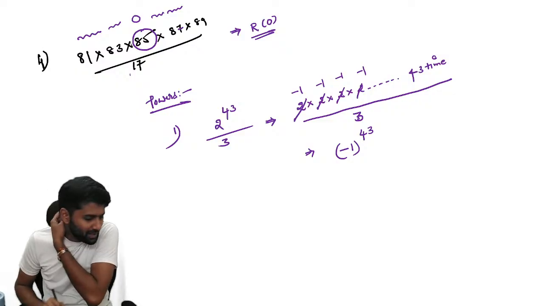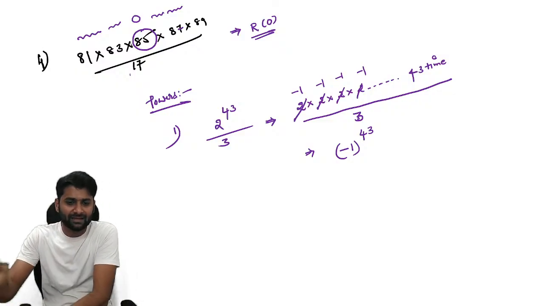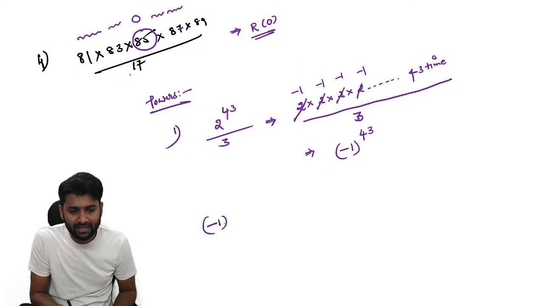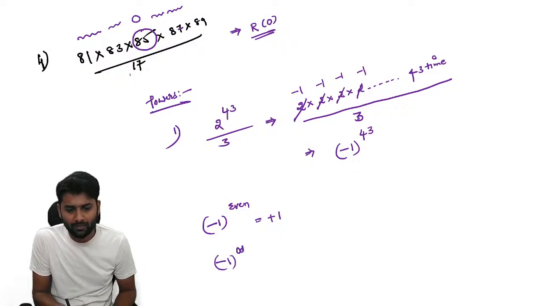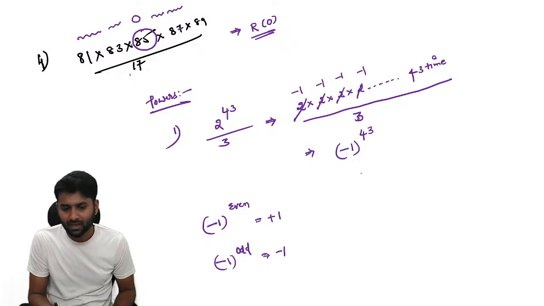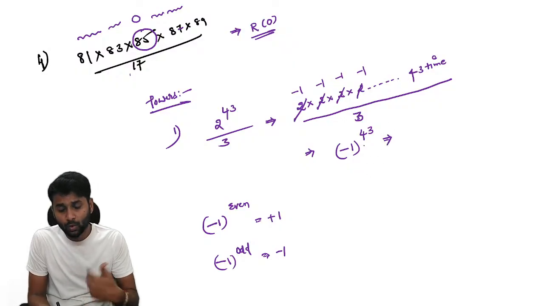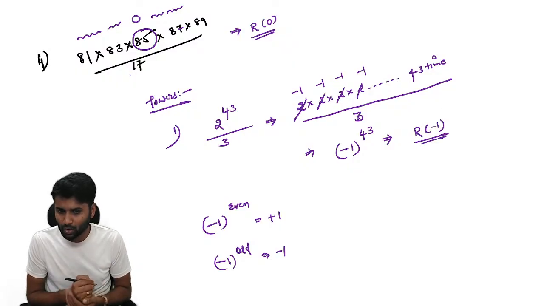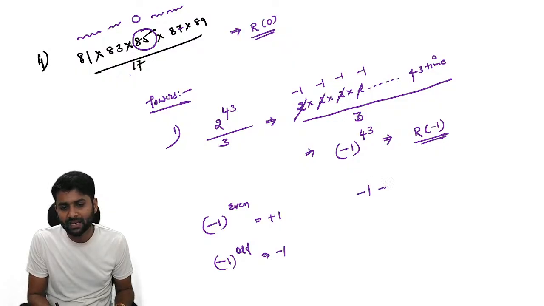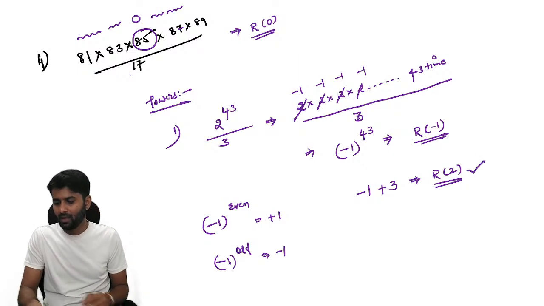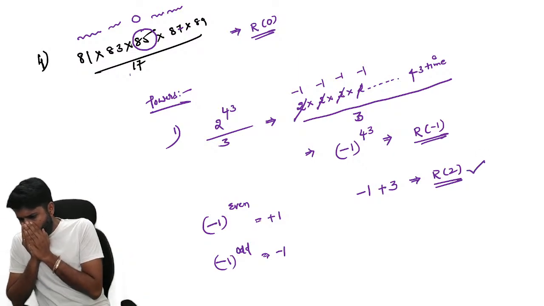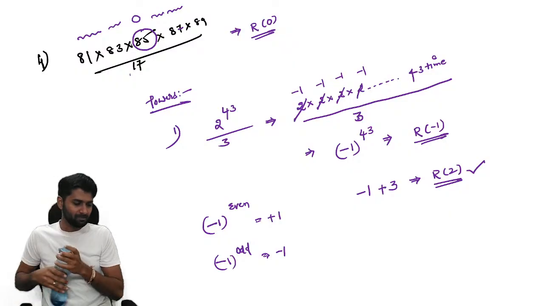If minus 1 is repeated 43 times, you know that minus 1 whole power even is plus 1. If minus 1 whole power odd, resultant is minus 1. So if you take minus 1 whole power odd, then the final remainder is minus 1. But we can't see negative options. That's why if you want to convert any negative remainder to positive, the denominator value is added. Minus 1 plus 3, then the remainder is 2 itself. So please let me know in the comments. Is it clear?